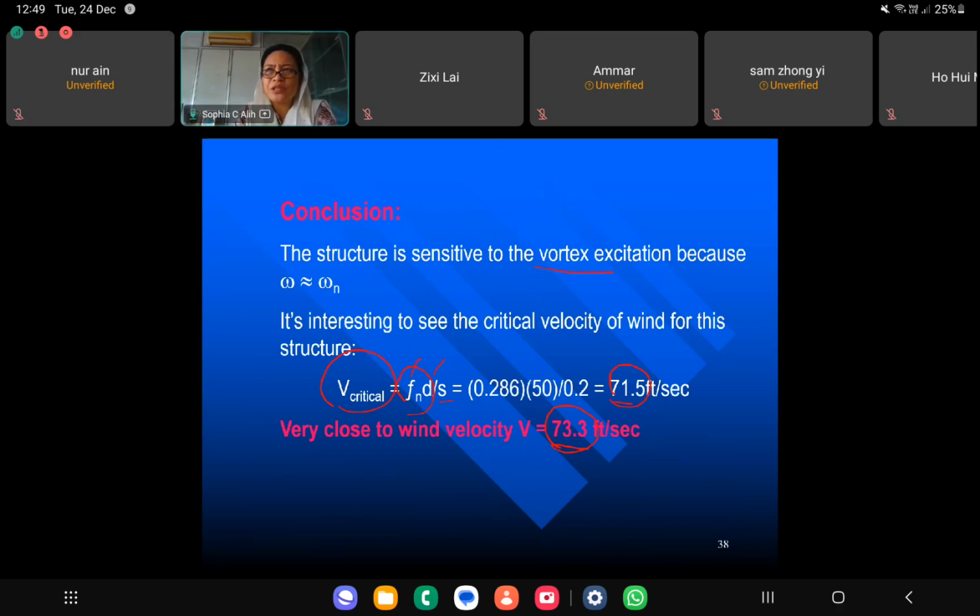Now, the first question is already answered, meaning we can conclude that this structure is sensitive to vortex. So the next question is, what happens if you calculate with dynamic analysis, and what happens if you calculate only with the code?